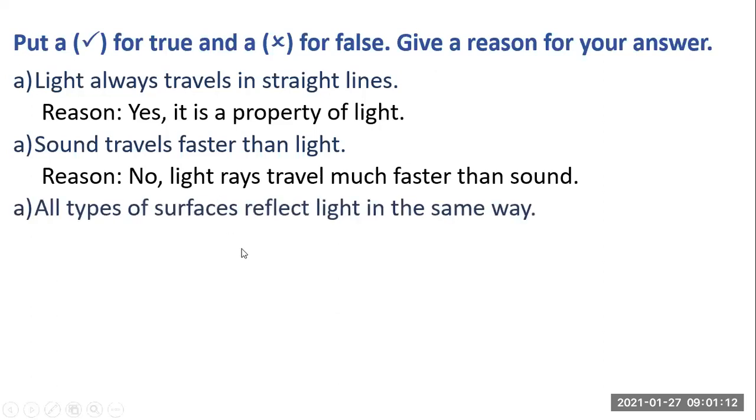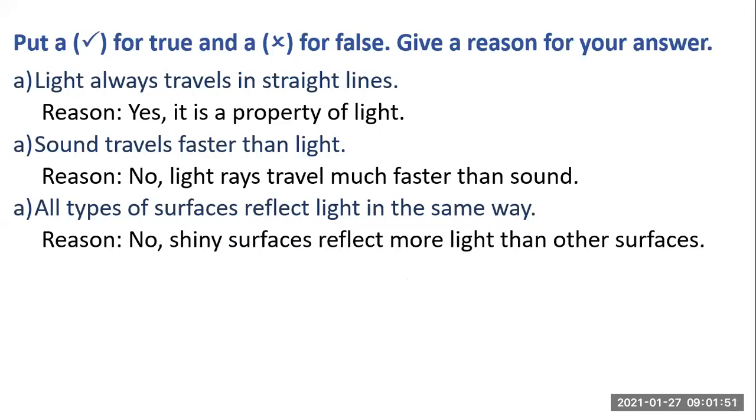The next reason of this chapter is: all types of surfaces reflect the light in the same way. Okay, beta, here the bit numbers are given wrong mistakenly, so you need to be careful. Your bit numbers would be A, B, C, D, E, like this. So class, let me know. All types of surfaces reflect light in the same way. Very good. No, all types of surfaces do not reflect the light in the same way. So the answer would be no, comma, shiny surfaces reflect more light than other surfaces.